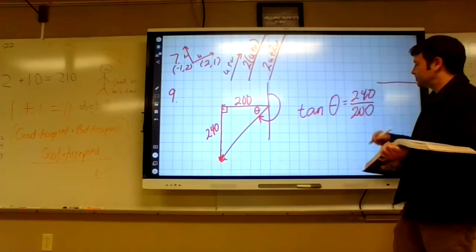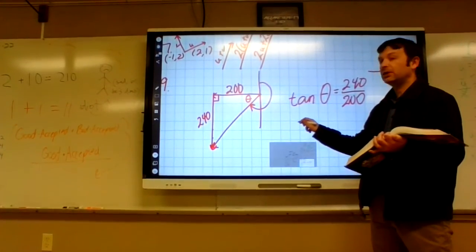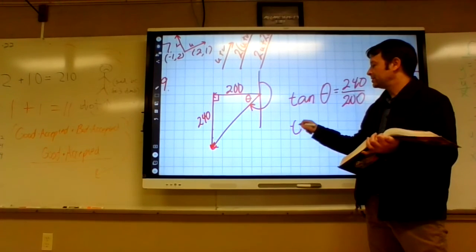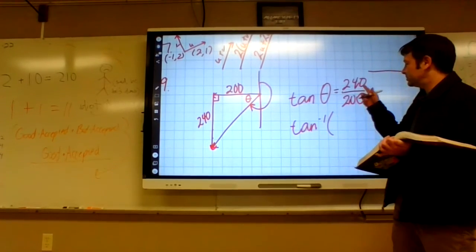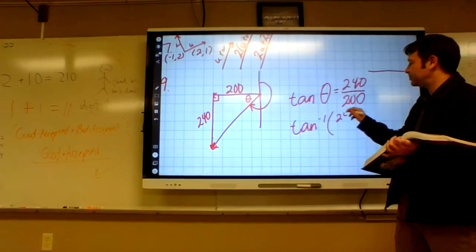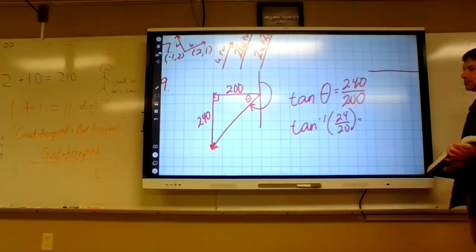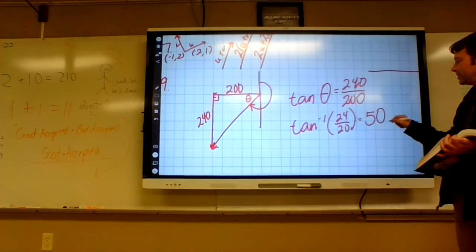Then what do we do? You have to divide this stuff, then 270 minus that. On the calculator, you put tangent inverse. Let's reduce this. You can just put 24 over 20 right there. I've got it. 50.19.